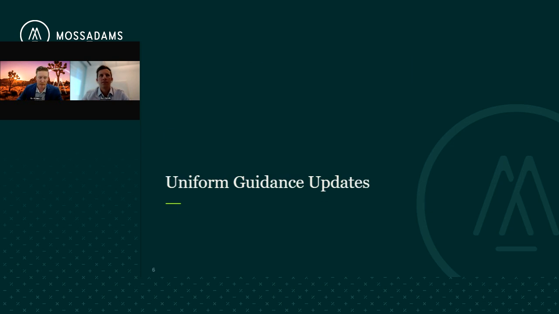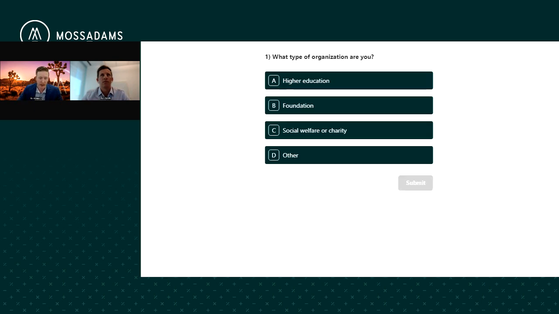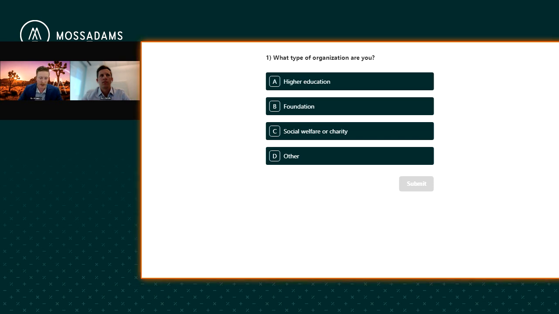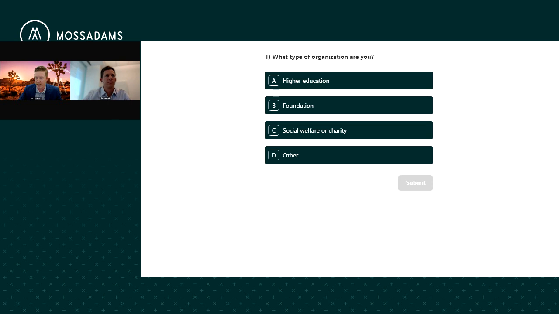All right, and first we'll talk about uniform guidance updates. But first we have a polling question. What type of organization are you? A, higher education, B, a foundation, C, a social welfare or charity, or D, other. We'll take about 45 seconds to answer the poll, and then we'll advance it. Just a reminder, you need to answer 3 out of the 4 polls today in order to receive CPE credit.